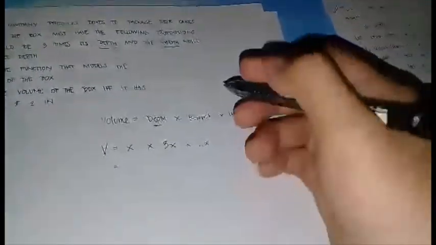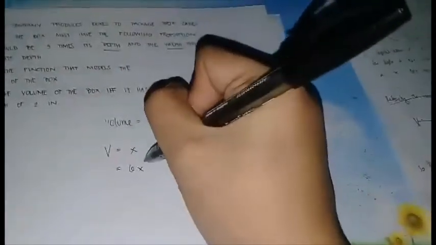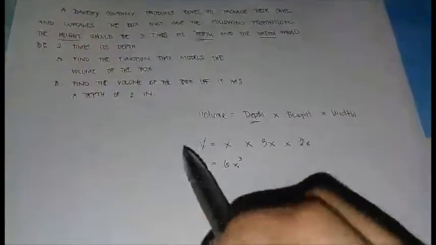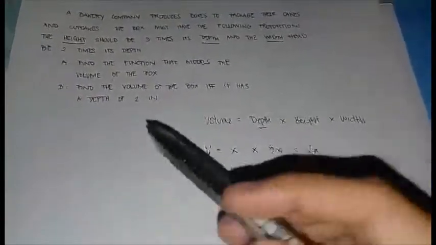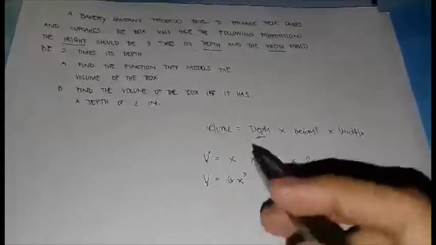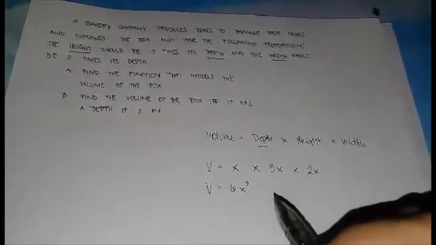So we have to solve this. 1 times 3 times 2 is equal to 6x to the power of 3. This is now our equation for the volume. So to answer part A, the model is the function V that gives the volume of the box in terms of the depth x.